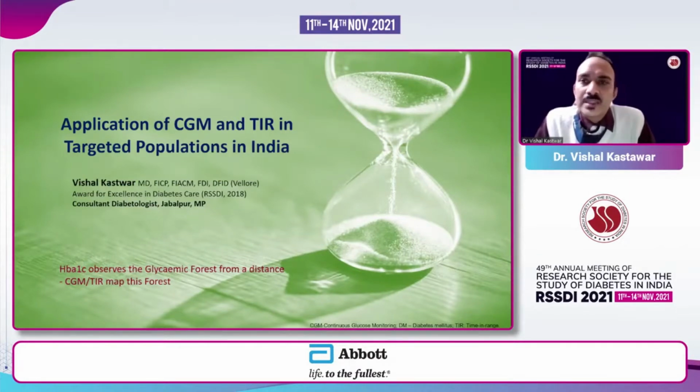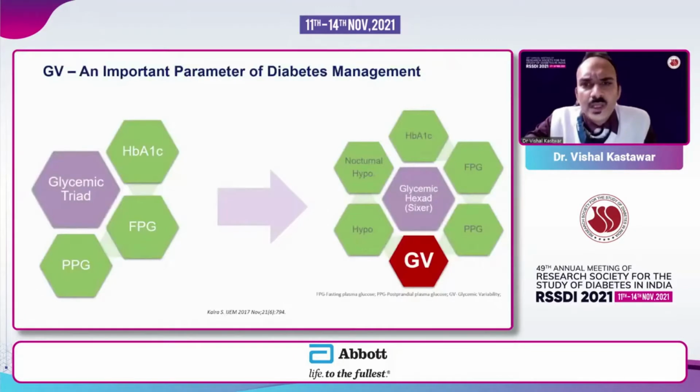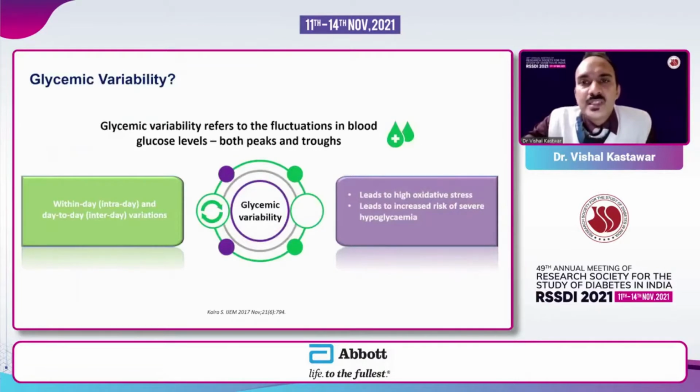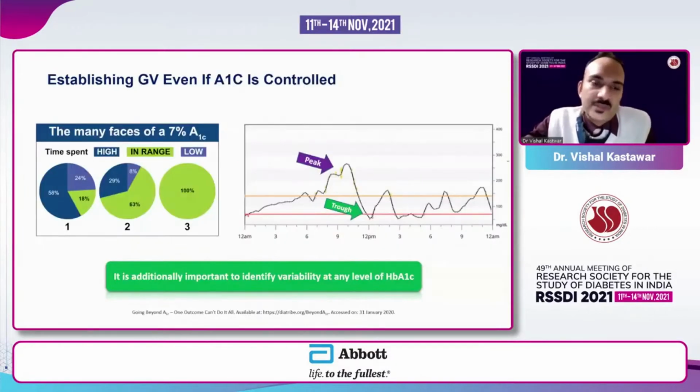I'll take you through the clinical application of CGM, and we'll also discuss the application of TIR, which is a recent concept in diabetes management. We know that diabetes has to be managed not only for glycemic parameters, but also for good quality of life and improving glycemic variability. Glycemic variability, whether intraday or interday, will lead to high oxidative stress and is likely to land patients in complications. Further, the higher the glycemic variability, the higher the likelihood of developing severe hypoglycemia even at high HbA1c levels.